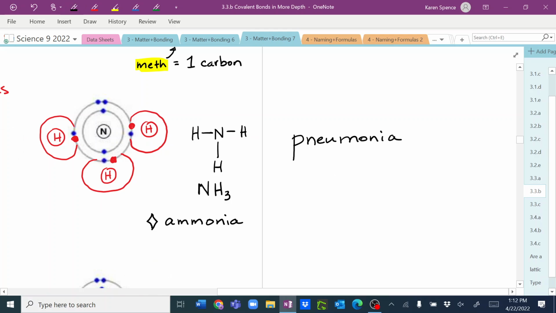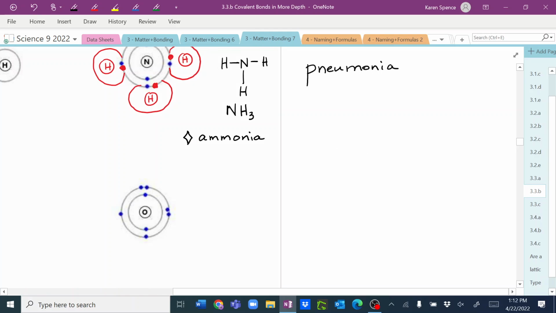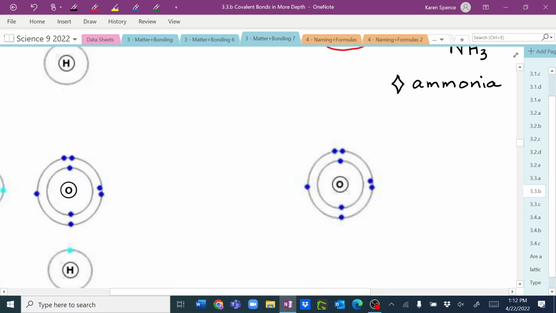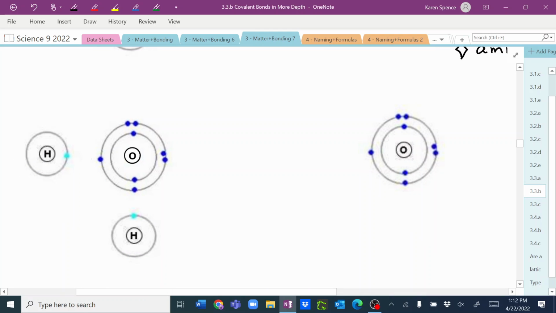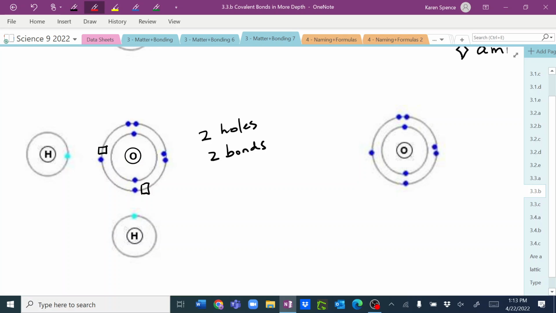All right? So we have ammonia, and then our last one we're going to look at is oxygen. Oxygen is group 16. How many valence electrons in oxygen? 6. So how many holes? 2. 1, 2. So how many bonds? 2 holes. 2 bonds. Yep, so we would have 1 bond here.